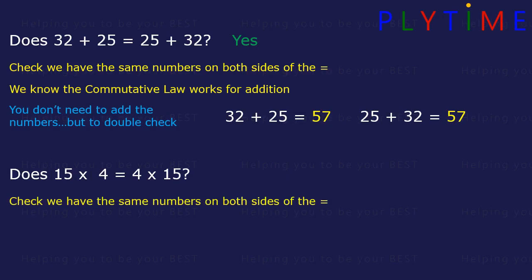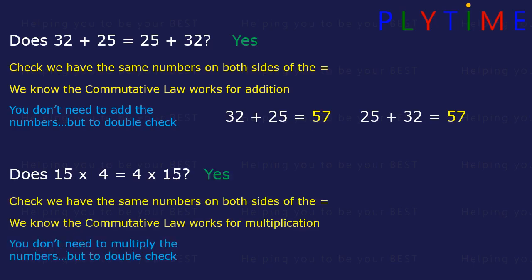Does 15 times 4 equal 4 times 15? Check we have the same numbers on both sides of the equal sign. We know the commutative law works for multiplication, so yes, it is the same. We don't need to multiply the numbers, but we can just double check. 15 times 4 equals 60, and 4 times 15 equals 60. It's the same.